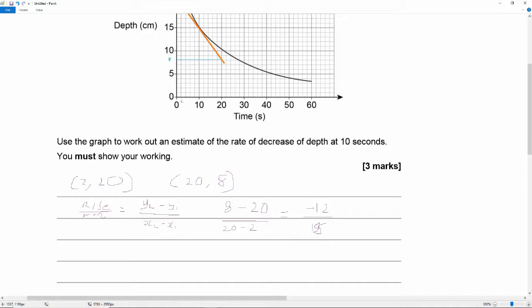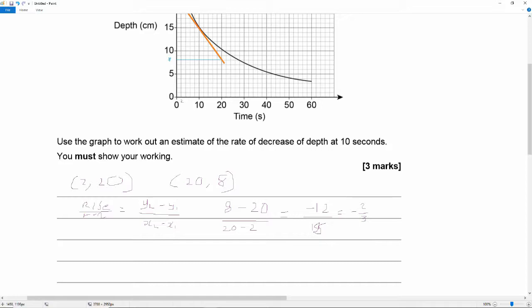So let's see if we can reduce that. Should we try and reduce that fraction? Yeah, I suppose we should. I can divide both by 6, because 12 is 2 times 6 and 18 is 3 times 6, so it's negative 2/3. So the rate of change of the water at 10 seconds is negative 2/3.